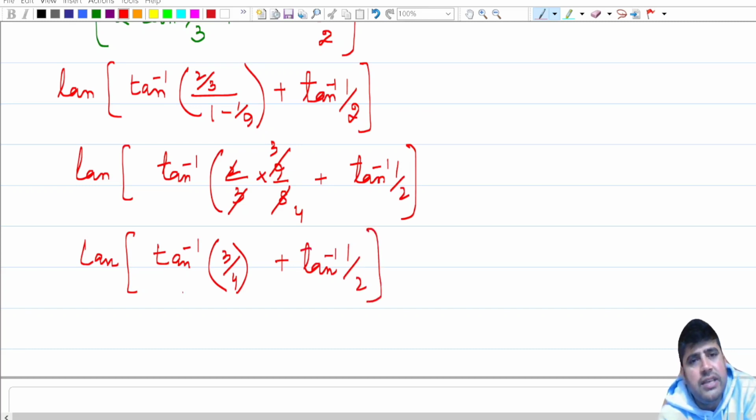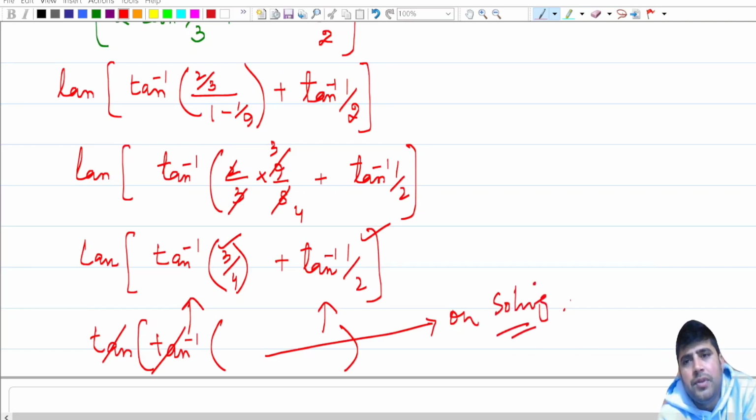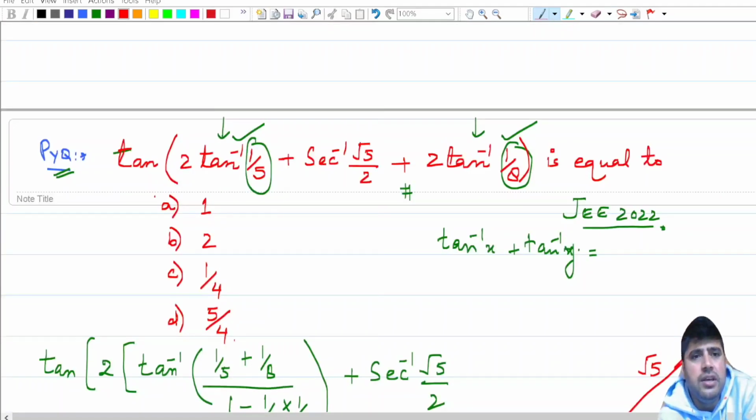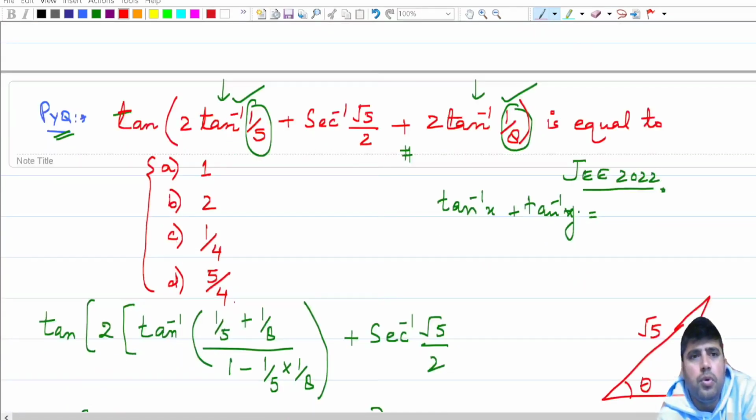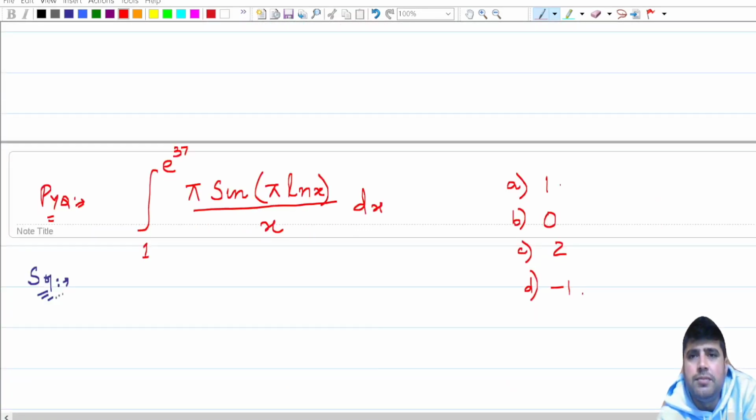Now again using the same formula, tan inverse of x plus tan inverse of y, we will get tan inverse of x plus y divided by 1 minus xy. X is this one, y is this one. Cancel out the effect of tan and tan inverse, you will get only this one, and on solving we will get the result. Okay, that will be any one of the 4 options given in this question.